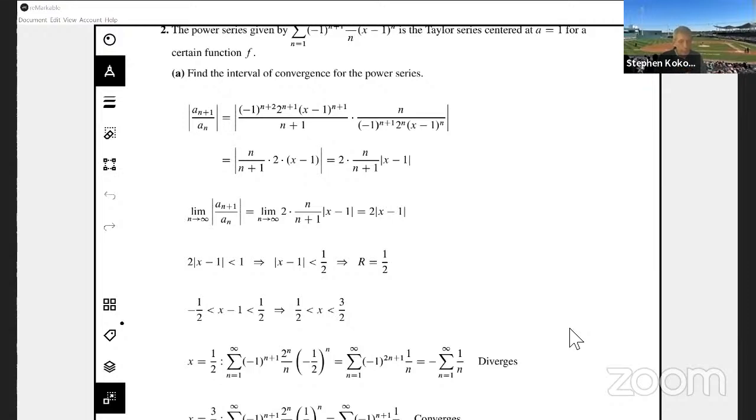We start out by looking at the ratio, the absolute value of that ratio, a sub n plus 1 over a sub n, and the usual. We take the reciprocal and multiply. And with a little bit of simplification here, I think I've got an n over n plus 1. I think I've got a lonely 2 up there in the numerator. And those pass freely through the absolute value, but I keep the x minus 1 there within the absolute value.